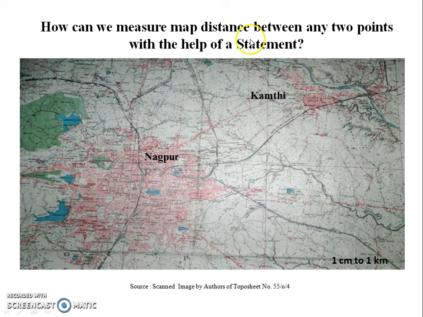How can one measure map distances between any two points with the help of a statement? Take a thread, move along a road or a railway line to measure traveling distance. Measure the thread and multiply by scale of the map. For example, the road distance on the map between Nagpur and Kamptee on the topographical sheet is 15 cm and the scale is 1 cm to 1 km. Hence, the distance is 15 km.